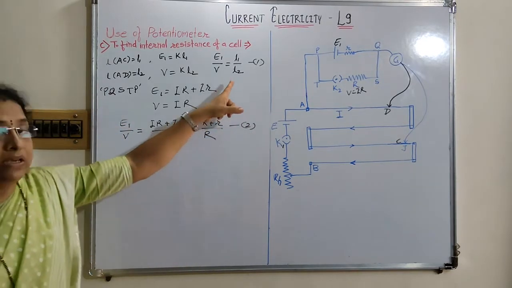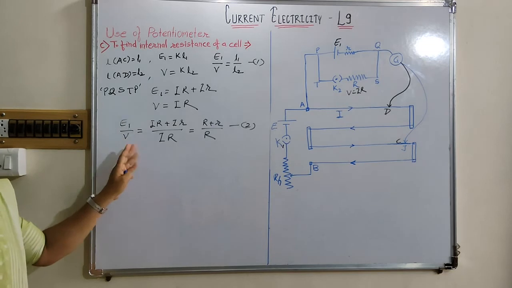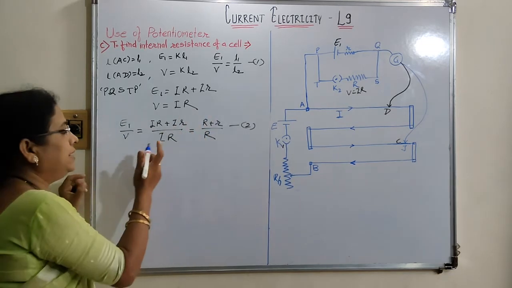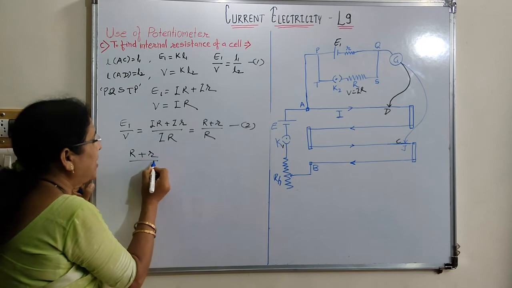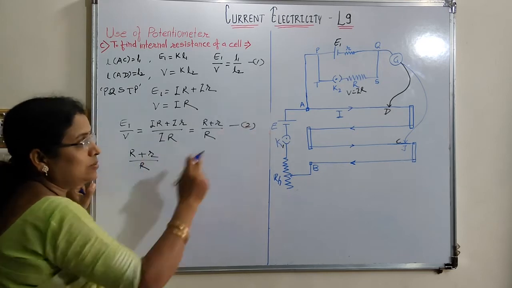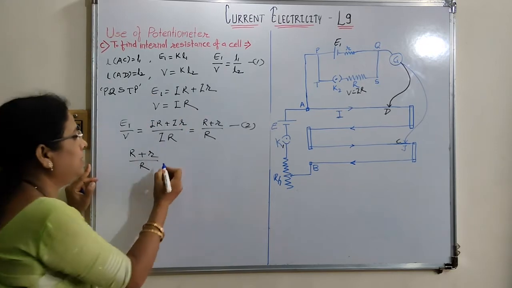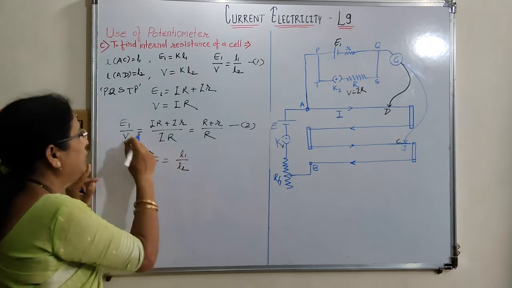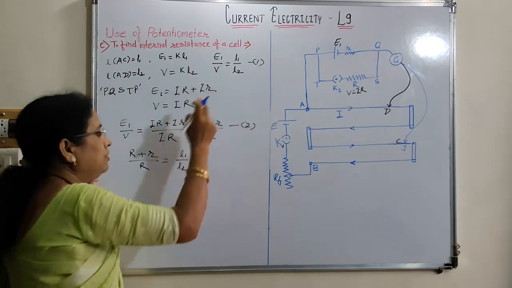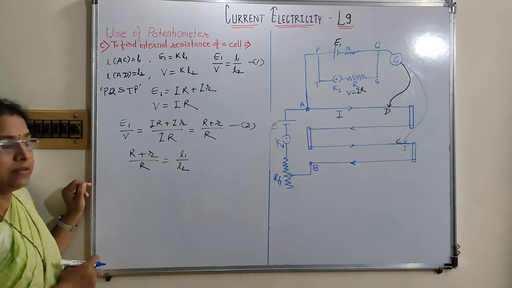See, in both equation 1 and 2, the left side is E1 by V. So we can compare the right side. We can say (R plus r) upon R. R is the resistance from the resistance box and small r is the internal resistance of the cell. This ratio is equal to L1 upon L2 because we know that E1 by V is equal to L1 upon L2. Now we can solve these two equations easily.